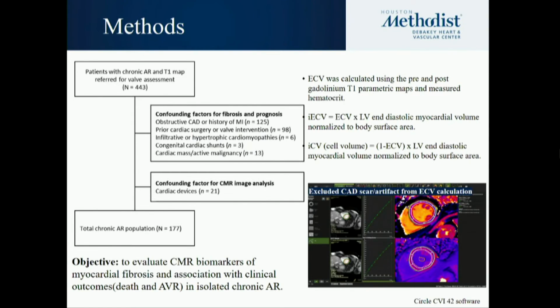So we took consecutive patients with chronic aortic regurgitation with a native T1 map, pre and post contrast T1 map, and we included all these confounding factors, fibrosis and prognosis, and also excluded patients with cardiac devices as they can interfere with the ECV measurements. Our total population was 177. So we looked at cell volume, index ECV, as well as ECV in our population.